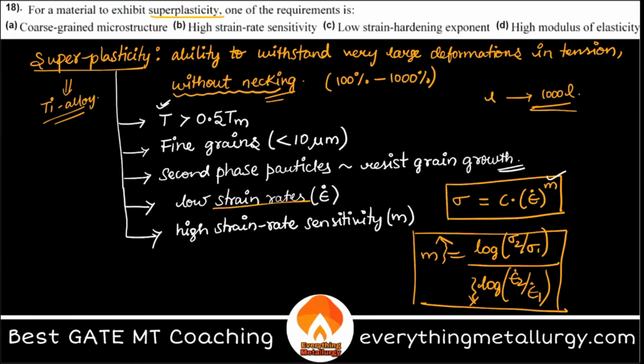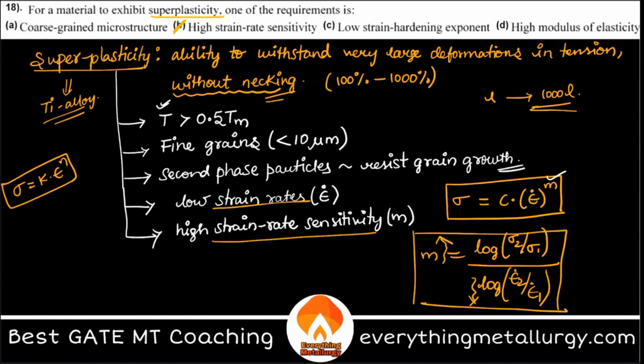Okay, so now let's come to the options. A option is coarse grained microstructure. No, we don't want it. High strain rate sensitivity, yes. Low strain hardening exponent, no. Actually strain hardening exponent is coming in the flow stress, so we know sigma equal to k into epsilon power n. So here rather than the strain hardening exponent, we want strain rate sensitivity. High modulus of elasticity, no, not at all, because if you have higher modulus of elasticity, then the strength will be very high. That means it is considered to be a brittle material.